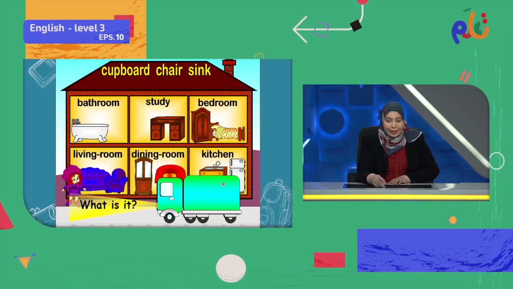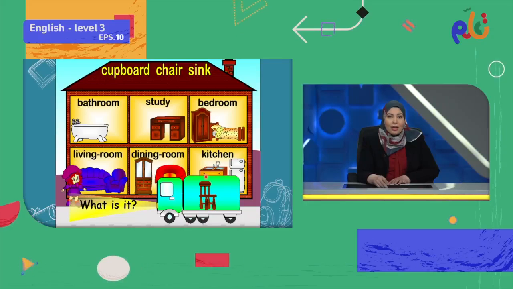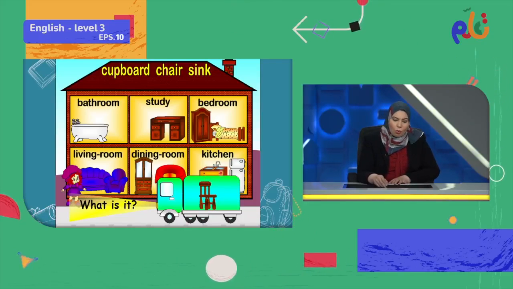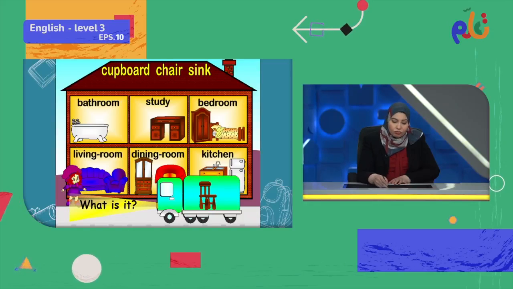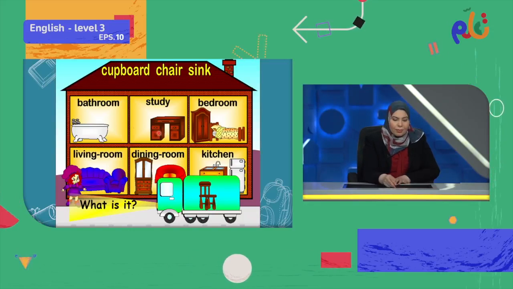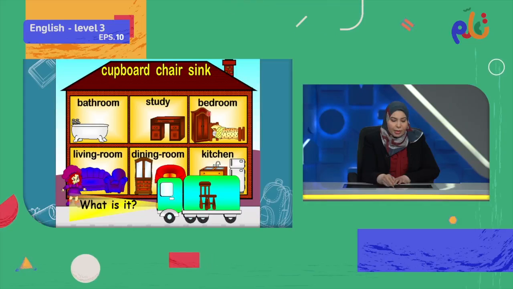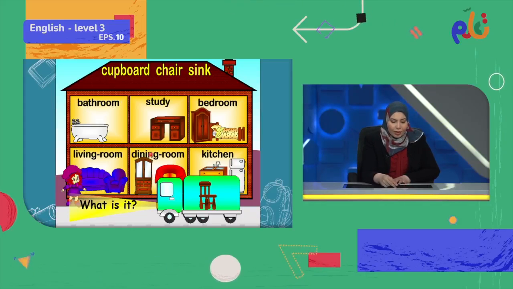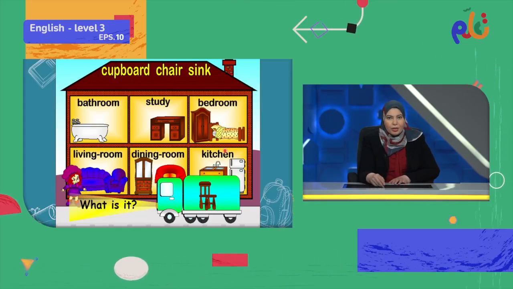So here we have a chair. So the delivery has brought a chair. So where do you think we can put this chair? Bathroom, study, bedroom, living, dining, or kitchen? Where do you think it belongs?